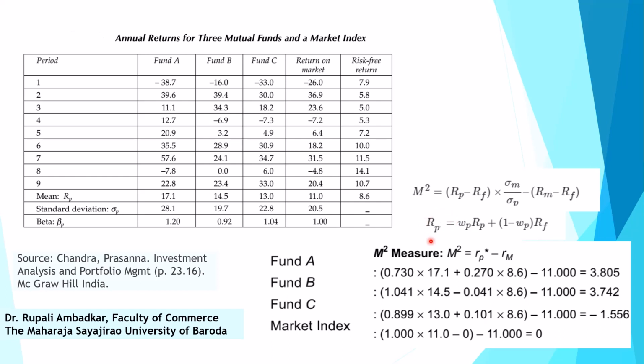Once we have found this adjusted return of portfolio A, from this return we can subtract the return on the market portfolio. The average return on the market portfolio here is 11%. So we subtract the 11% from the adjusted return which we have found. So M-square is the adjusted return on the portfolio minus the market return. Once we find the difference, it will give you the value of M-square, which is 3.805 in the case of portfolio A.